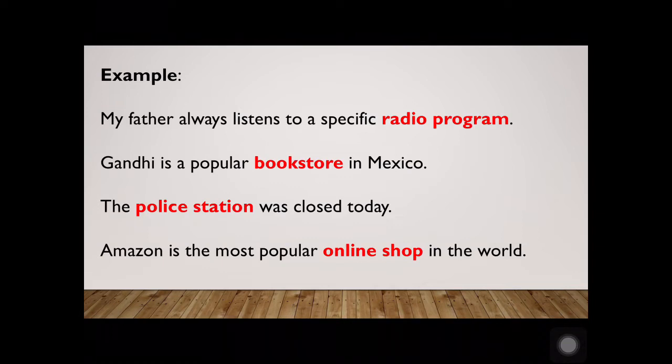The second one, Gandhi is a popular bookstore in Mexico. What happens if you don't include the word store? Gandhi is a popular book in Mexico. It doesn't make any sense. It doesn't have any meaning. So you need another word to make it a complete phrase, to make it a complete expression, so it has a meaning. The police station was closed today.